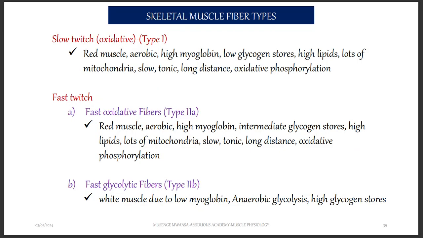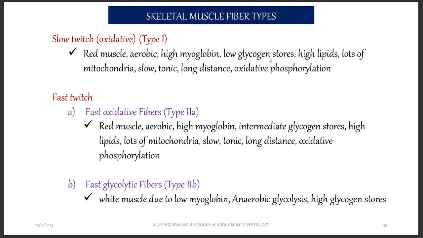The slow twitch, which is slow oxidative, is also known as type 1. These muscles are red. Why? Because they have got a high content of myoglobin. Okay, high myoglobin, they use up a lot of oxygen. So this is dependent on aerobic respiration. That's why it is oxidative.